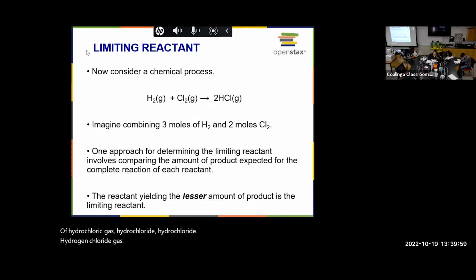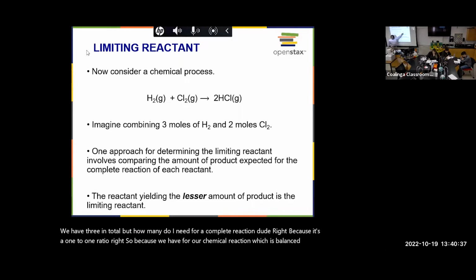Okay, so what would be limiting? This one should be straightforward. Is it going to be the hydrogen or is it going to be the chlorine? Okay, chlorine is going to be limiting, right? Because how many do we have? So how many hydrogen will I need? 3? Yeah, we have 3 in total, but how many do I need for a complete reaction? 2, right? Because it's a 1-to-1 ratio, right? Because we have for our chemical reaction, which is balanced, right? This is not our chemical reaction.